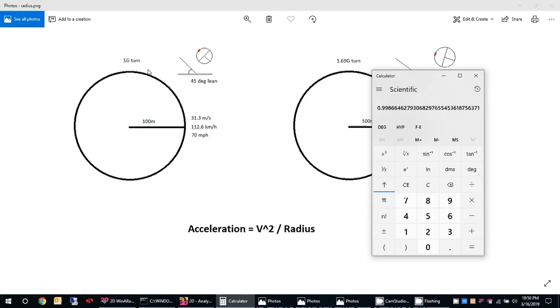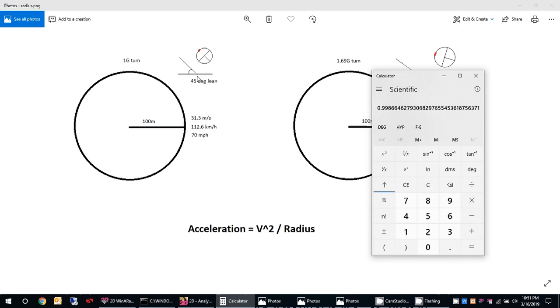And it would feel like 1 G no matter what we're doing. If we were able to run that fast or be on ice skates going that fast around a 100-meter radius at 70 miles per hour, you're going to experience exactly one lateral G, 9.8 meters per second squared in lateral forces. That converts to a 45-degree lean angle, and it always does, whether you're on a bicycle, again going 100 meters radius at 70 miles per hour. You're going to be doing a 45-degree lean angle.